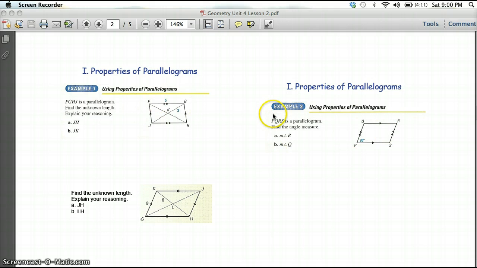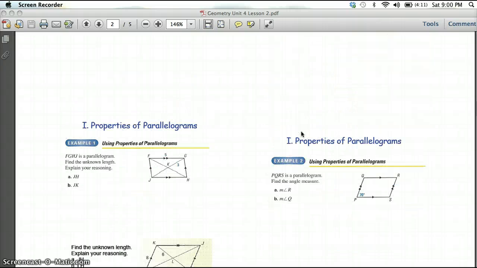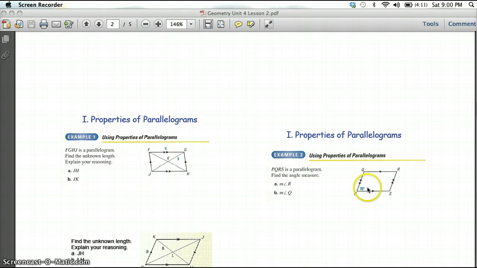Example number 2. It says PQRS is a parallelogram, so find the angle measure. If you remember from the properties, opposite angles are congruent. So if angle P is 70 degrees, then angle R has to be 70 degrees. And remember that consecutive angles are equal to 180 degrees. So if angle P is 70, then angle Q would have to be 110 because 110 plus 70 is 180.